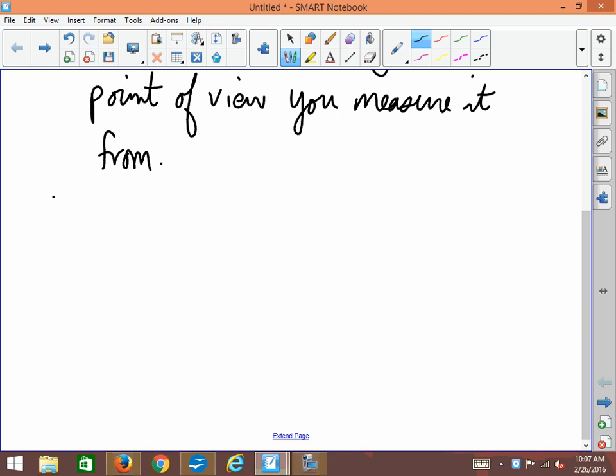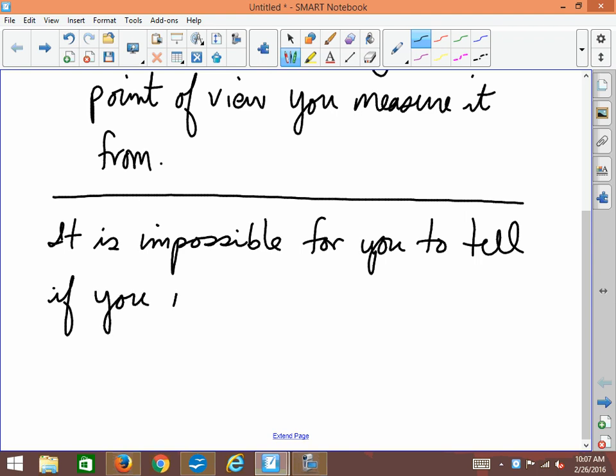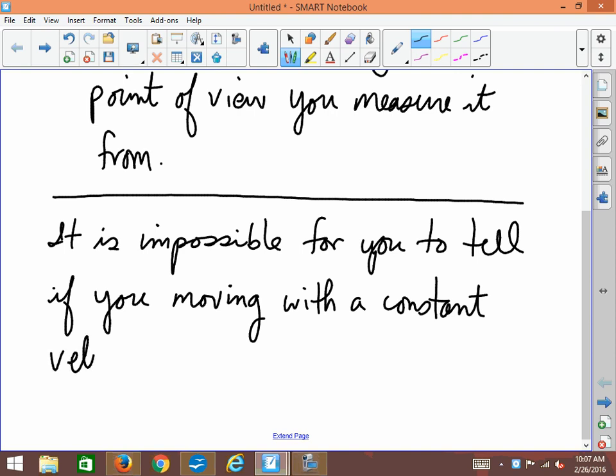So let's think about something else that's equally important. It is impossible for you to tell if you are moving with a constant velocity, that's an unchanging velocity, or if you are actually standing still. Staying still.